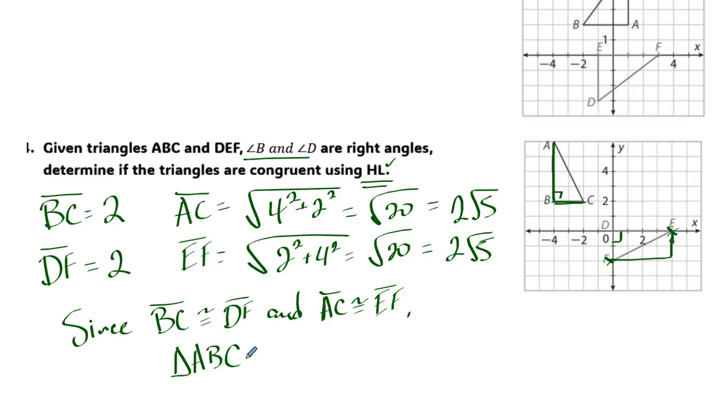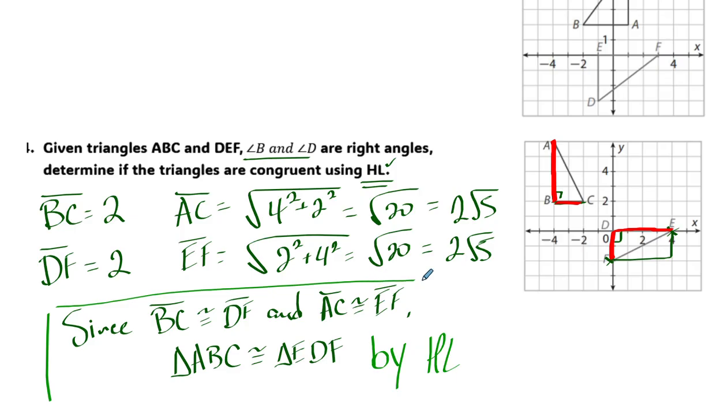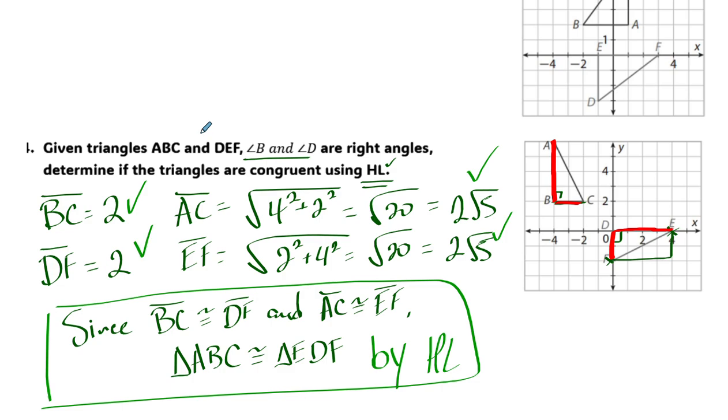triangle ABC is congruent to, A to B to C is the same as, sorry, E to D to F. I just want to highlight that just to make sure. A to B to C is the same as E to D to F. Those triangles are congruent by hypotenuse leg. That is all you need to demonstrate for a coordinate proof.